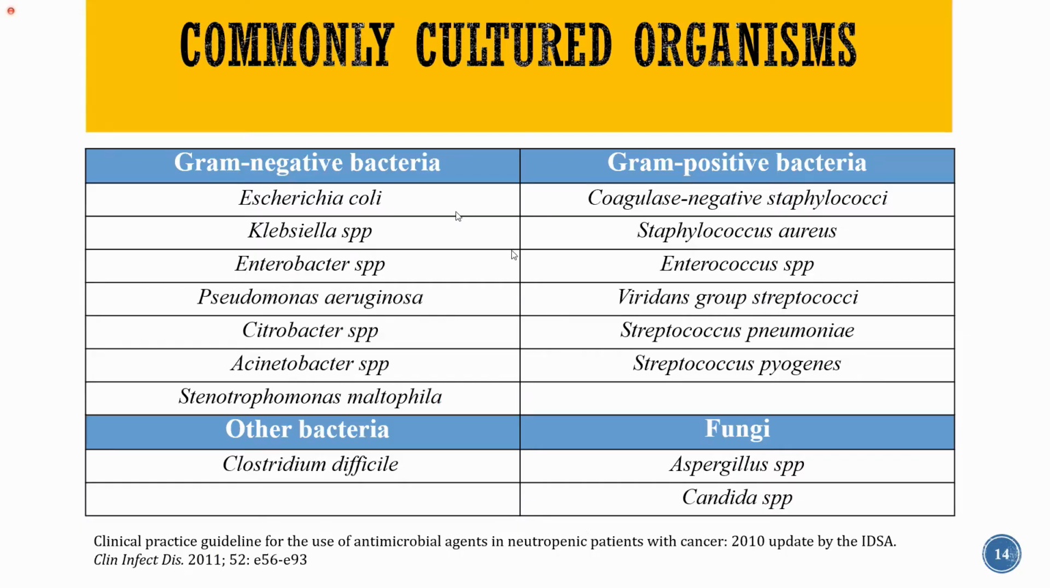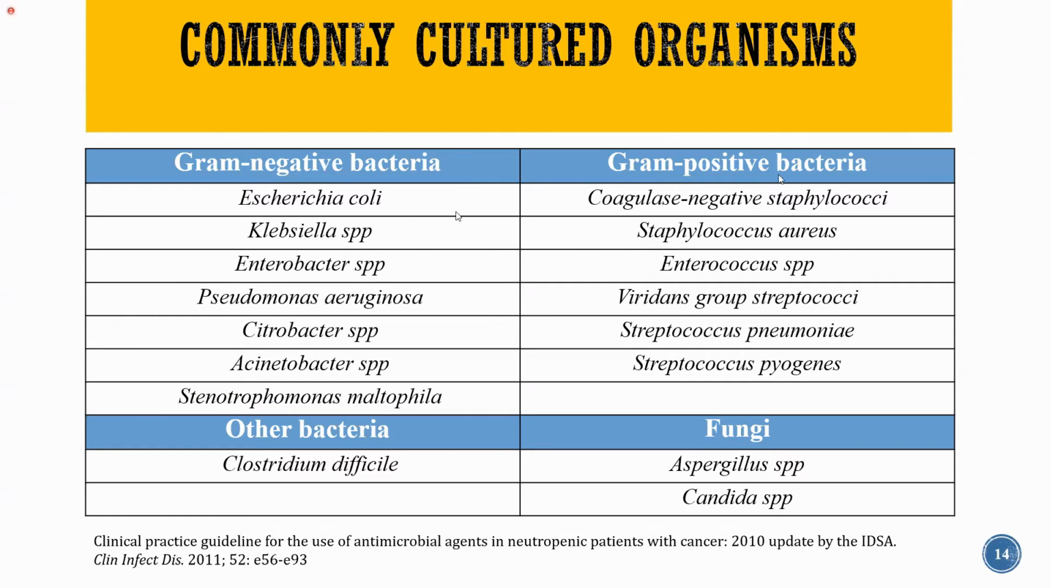So these are the commonly cultured organisms that we find. We find gram-negative bacteria, and in our study most of the patients had E. coli, Klebsiella, and also Pseudomonas is common, and that is the most common cause of the mortality. So all the empirical antibiotics that you are trying to use for febrile neutropenic patients, you have to target Pseudomonas. You have to use the antibiotics which cover Pseudomonas.